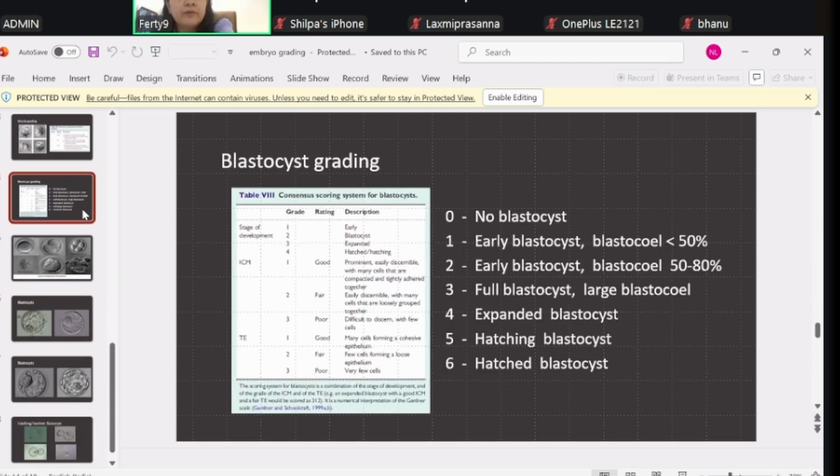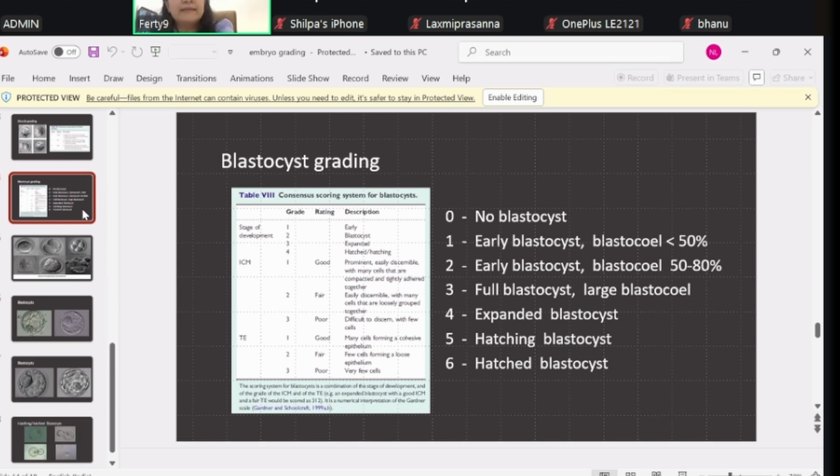So coming to blastocyst grading, we grade the blastocysts according to the numericals, 4 being the best, 3 being the next best, 2 then 1. So here 1 means early blastocyst, 2 means only blastocyst with blastocele cavity more than 50% to 100%. Then expanded blastocyst, where you can see the entire blastocele cavity. 4th is hatched or hatching.